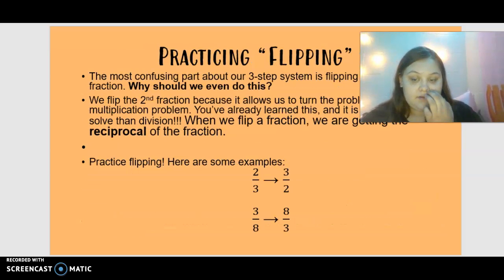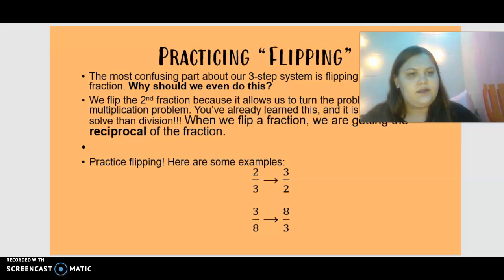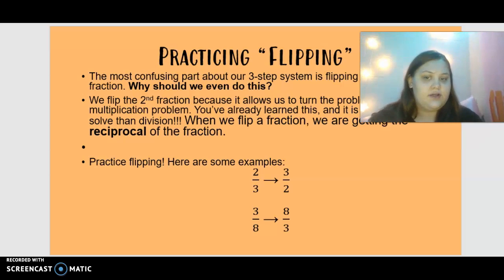So our next section is we're going to practice flipping. The most confusing part may be, why do we even flip the second fraction in the first place? Like I said before, we are getting the reciprocal of the fraction because we are flipping it. Whenever I say this, that means you're turning the numerator into the denominator and the denominator into the numerator. So you just see they're literally flipped upside down.